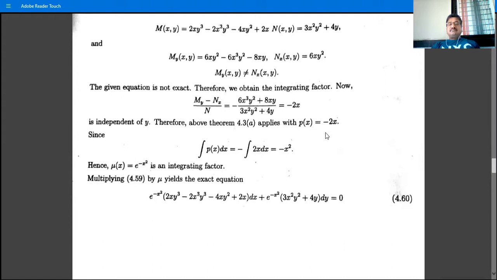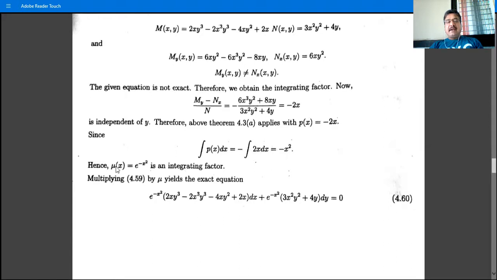e raised to integration of f(x) dx, where we denote this minus 2x by f(x). Integrating factor is e raised to integration f(x) dx. Here, instead of f(x), the notation is p(x), and p(x) is denoted by minus 2x. And what is the integration of p(x)? Minus integration 2x dx, this minus sign, and this is minus x square, because the integration of 2x is 2 into x square by 2, so x square.